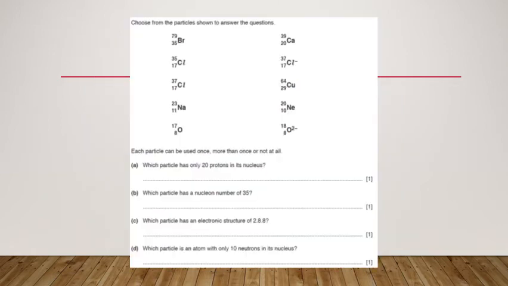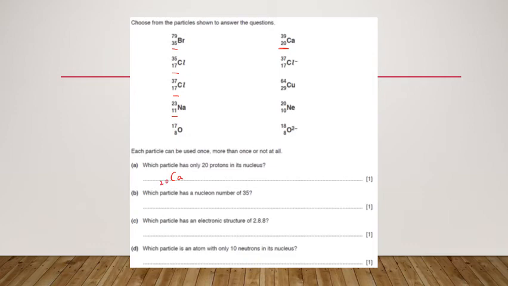From the particles shown, answer these questions. Each particle can be used once, more than once, or not at all. This particle has only 20 protons. So the proton number is what I need, so I need to work out where 20 is. So this has 20. So calcium has 20 protons.